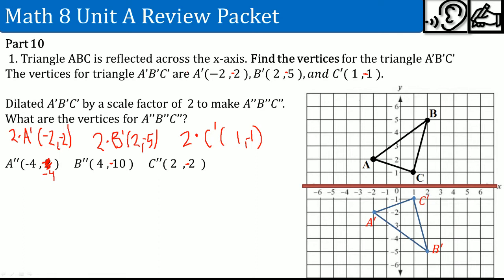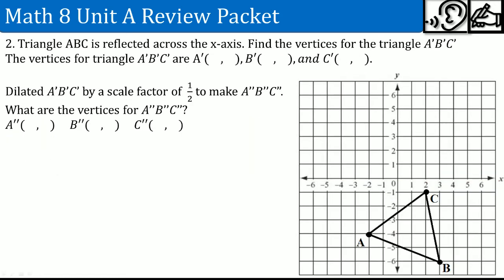So there are two parts. Make sure you reflect it, then make sure you dilate it. When you dilate, make sure you multiply it by the scale factor. That's what I did there. Again, I apologize for getting that wrong. That's why you should be very careful with your negatives. Okay, all right.